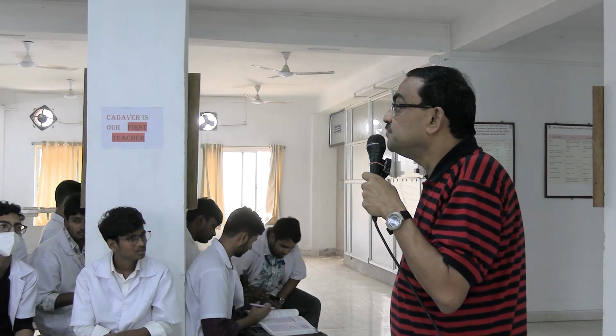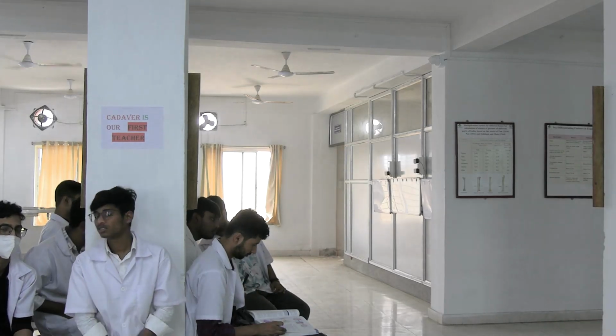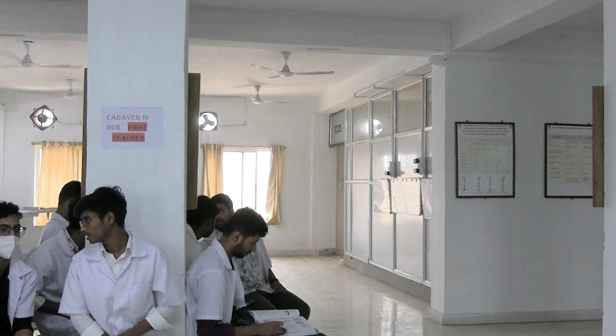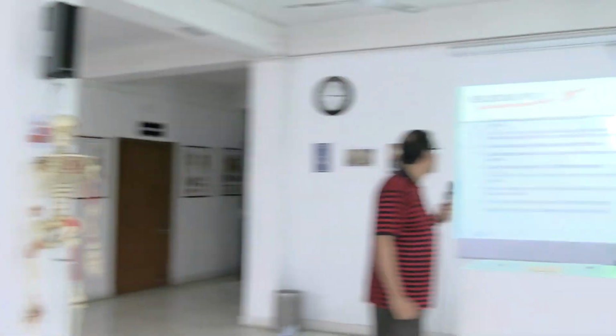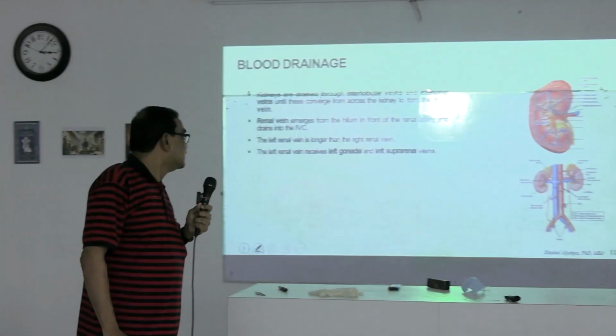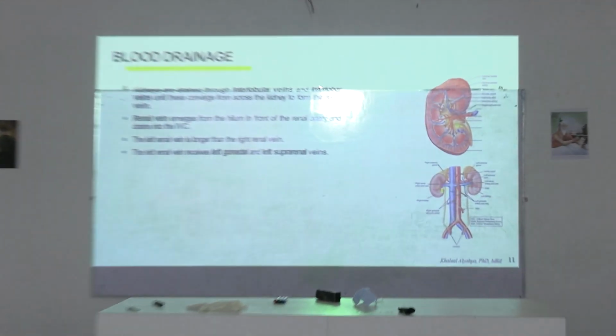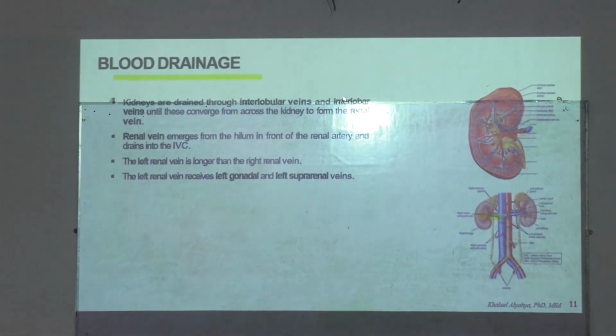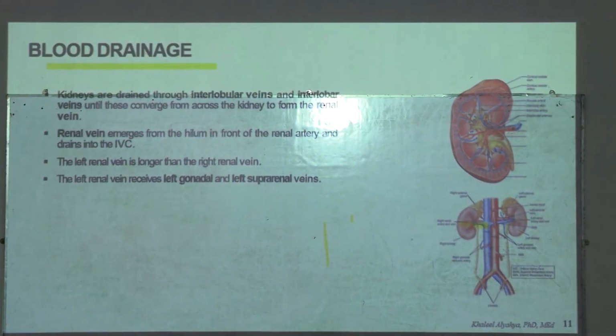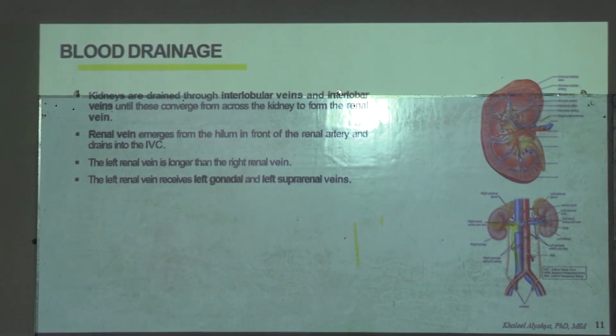On the right side or left side, the right and left renal vein drains into the inferior vena cava. Now we can see the right and left renal vein, they drain into the inferior vena cava. That much you should remember, okay?